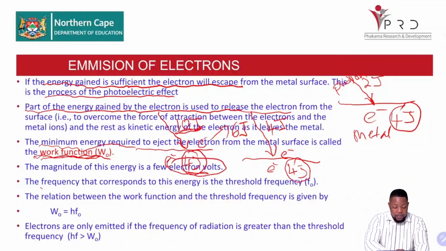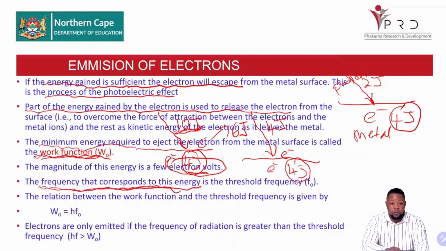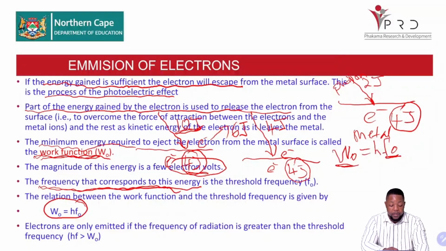The frequency that corresponds to this energy, remember we're talking about the work function here, is called the threshold frequency. Remember the formula for the work function is W0 = hf0. And remember the frequency is related to the energy. Now, this energy is related to the threshold frequency, which is f0. The relationship is obtained in that formula here.